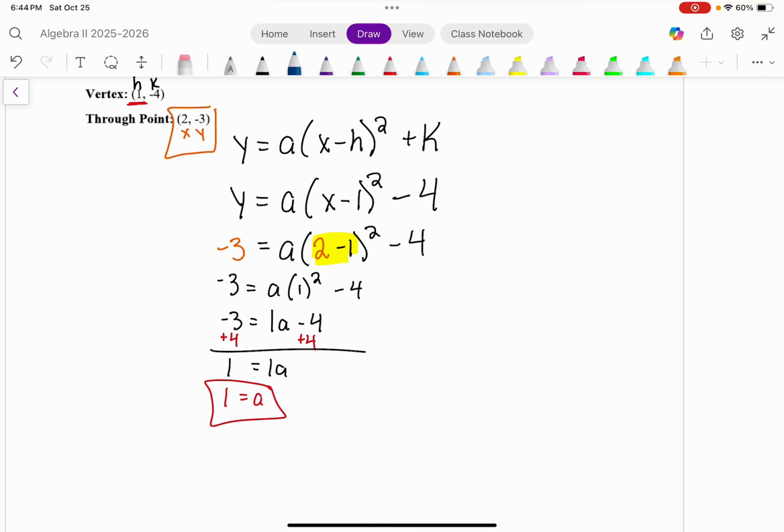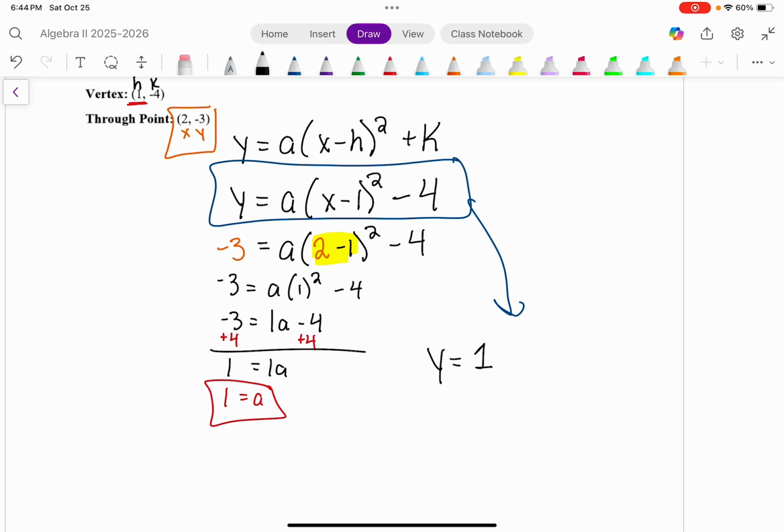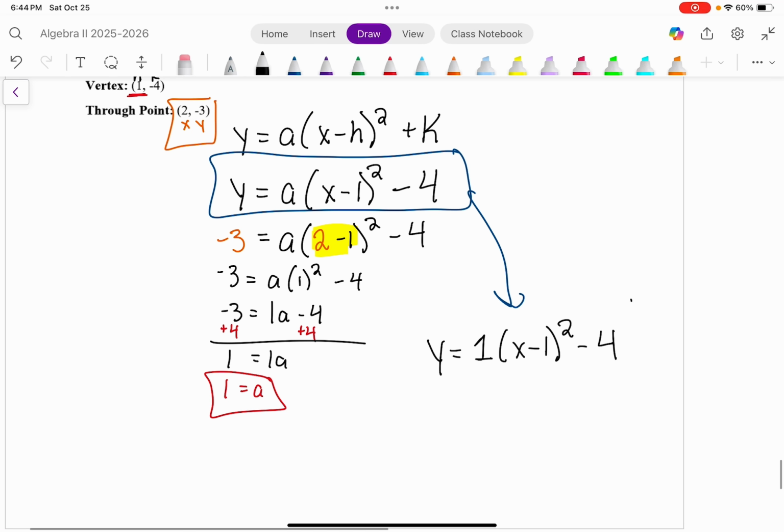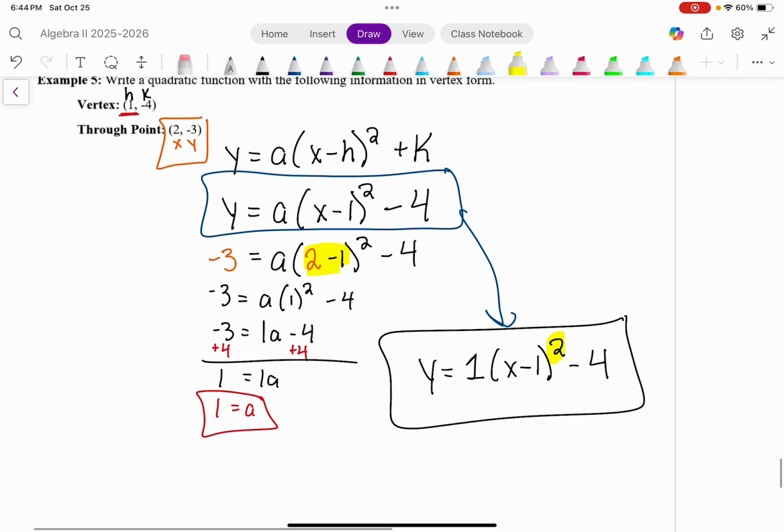Once I know my a value, what I wrote here is most of my answer. I just need to replace that a with what I know it equals. So that would be y equals 1 times x minus 1 in parentheses squared minus 4. That is your final answer. Again, it should have an x and a y. Also, don't forget the squared. A lot of people forget that. Even up here, if you forget it in your problem, you're going to solve it wrong. So make sure you don't forget those. And that is everything for Unit 4. If you have questions, make sure you let me know.